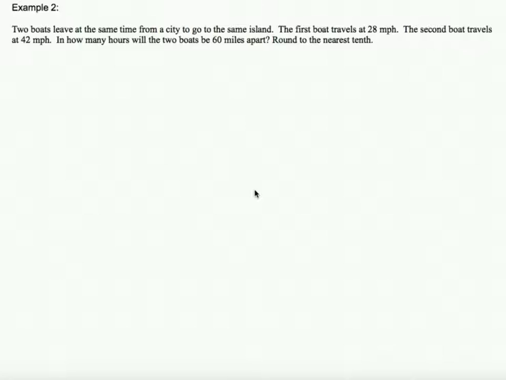Example 2. Again, please pause and make sure you have this written down in your notebook before we start. Two boats leave at the same time from a city to go to the same island. The first boat travels at 28 miles per hour. The second boat travels at 42 miles per hour. And how many hours will the two boats be 60 miles apart? Round to the nearest tenth.